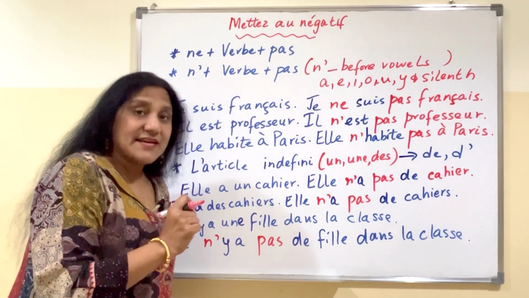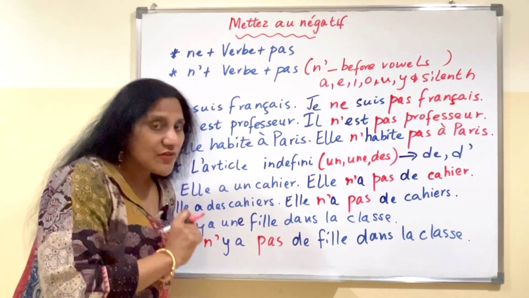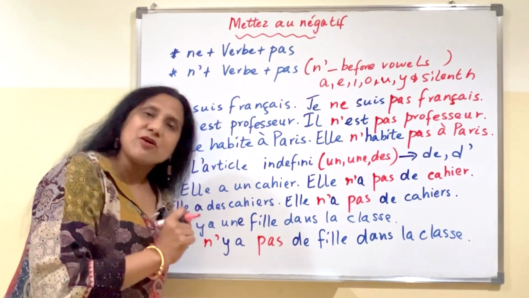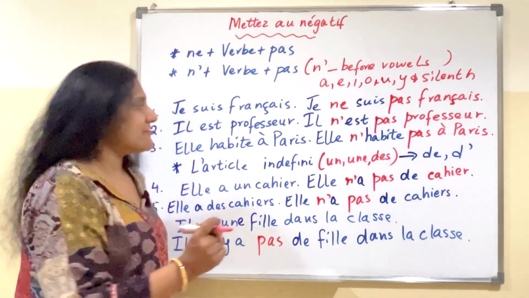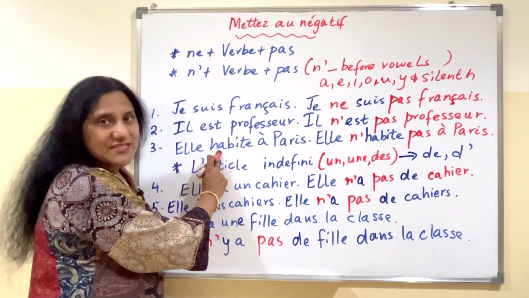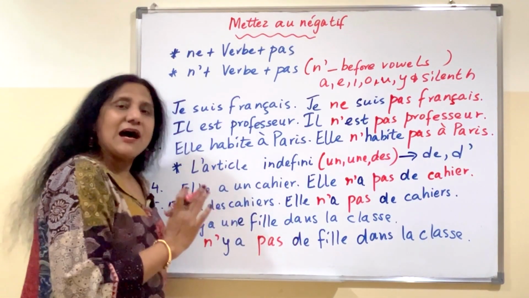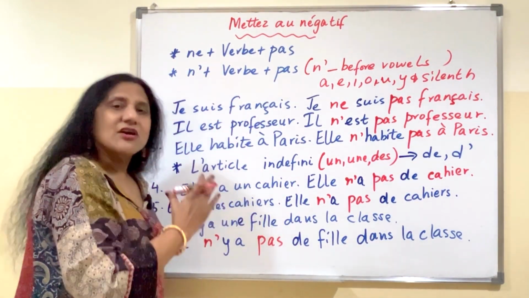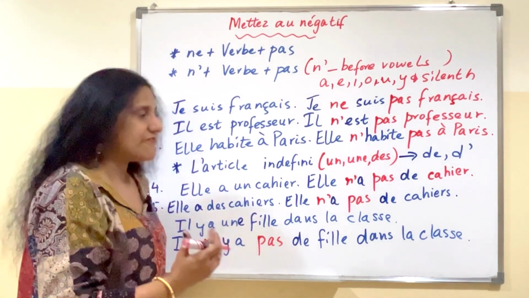The first thing is to identify the verb. Ne has to come before the verb and pas has to come after the verb. N apostrophe has to come before the verb and pas has to come after the verb. Elle habite à Paris. This verb begins with a silent H, so elle n'habite pas à Paris. This is just a simple method of changing a sentence to negative in French.